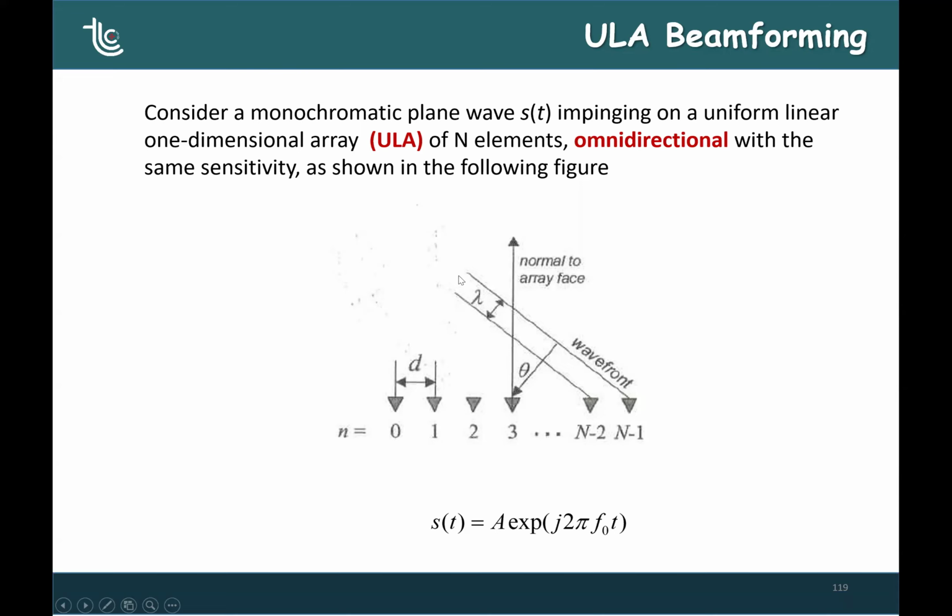So we suppose that we are in a far field. It means that the propagation is a plane wave propagation. But there is a difference in the propagation path between one element and the other element because of the distance between the elements on the antenna.